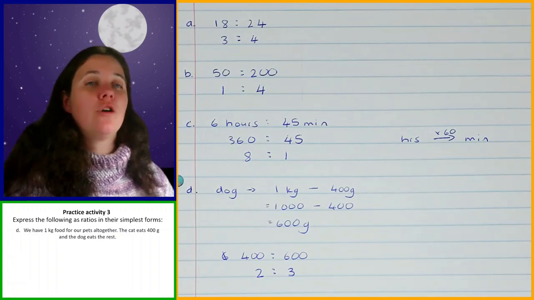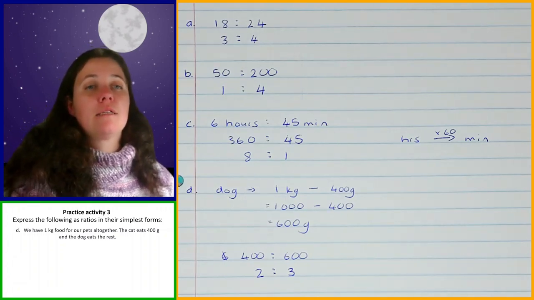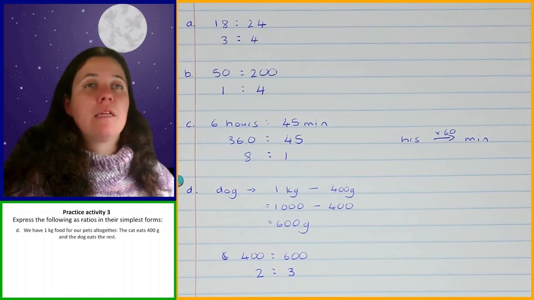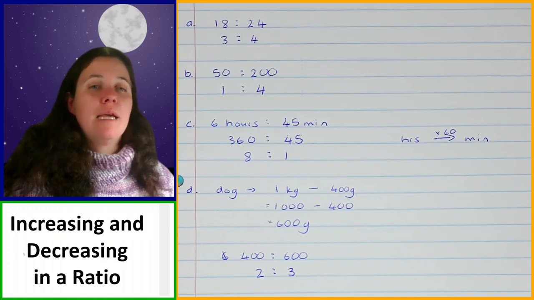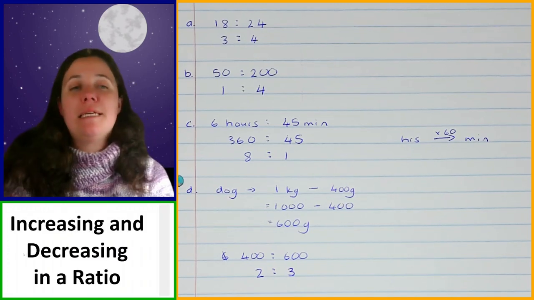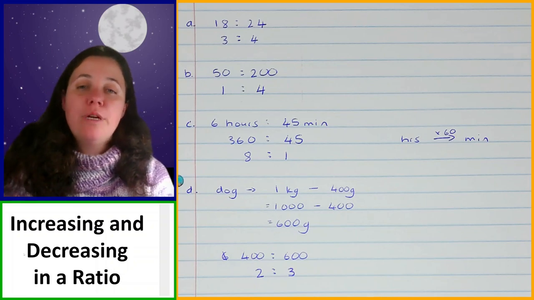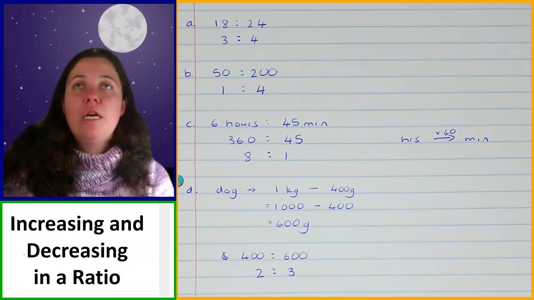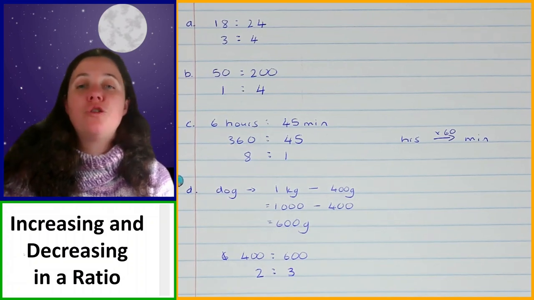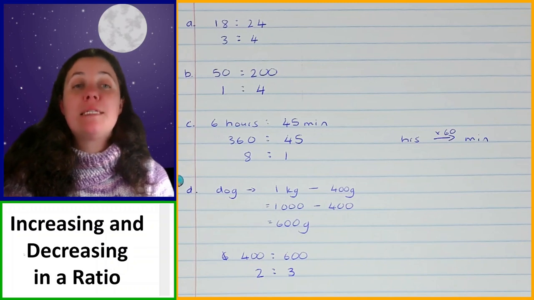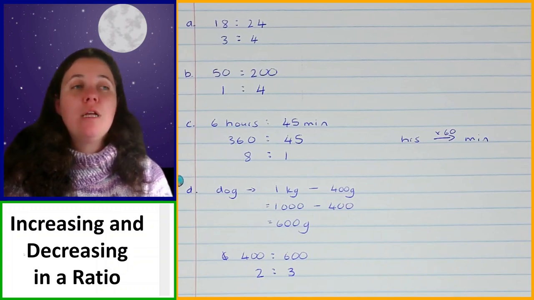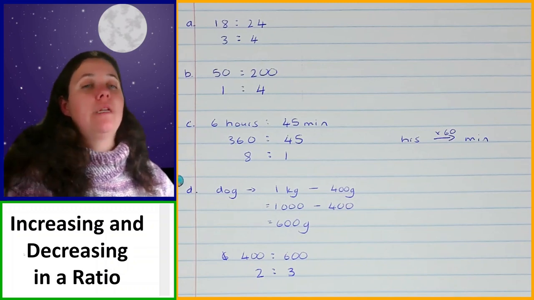Okay, so now we know how to do simplifying of ratios. The next thing we're going to look at is increasing and decreasing in a ratio. Something that you can do is, if you are given a quantity, you can increase or decrease that quantity in a particular ratio. So you can increase it in the ratio of 1 to 2, or you can decrease it in a ratio of 1 to 2 as well. So that is what we're going to learn how to do now.